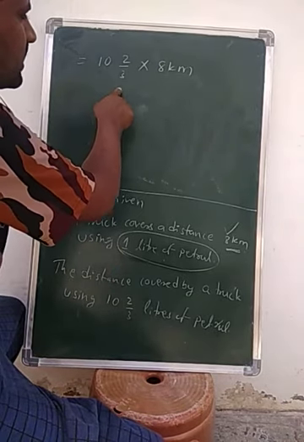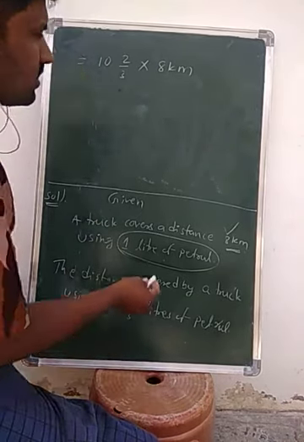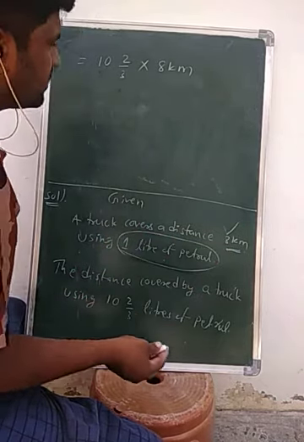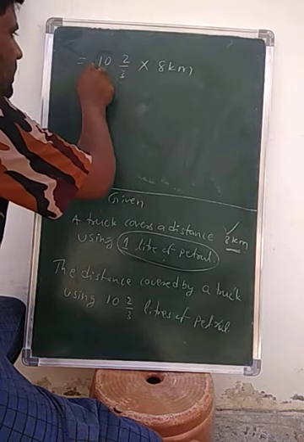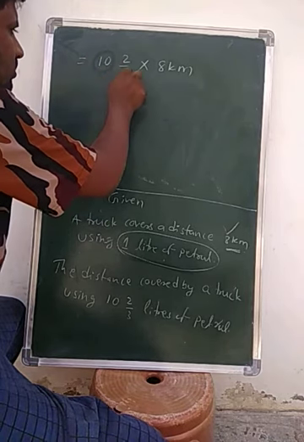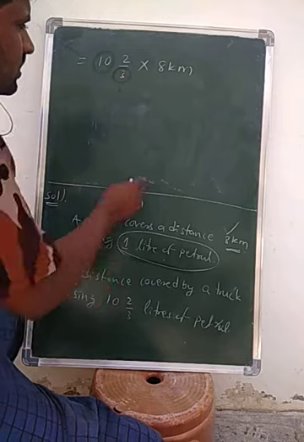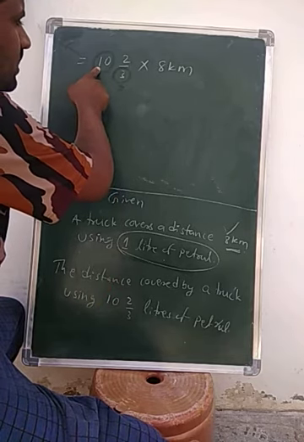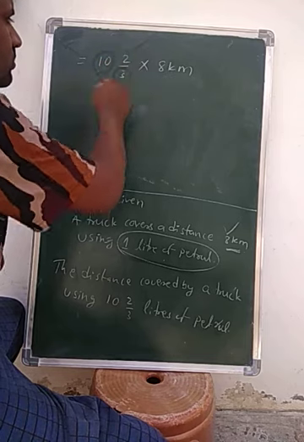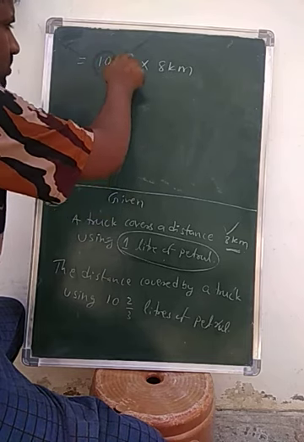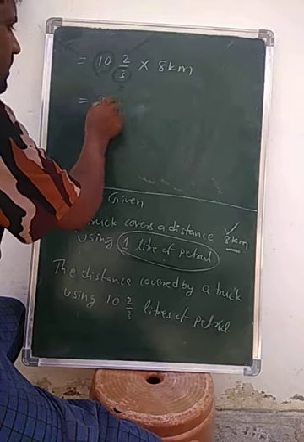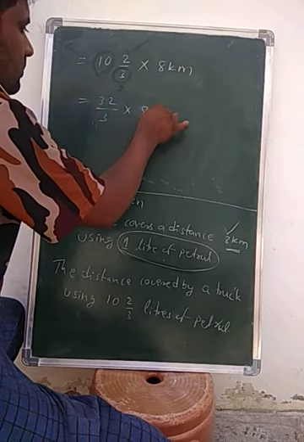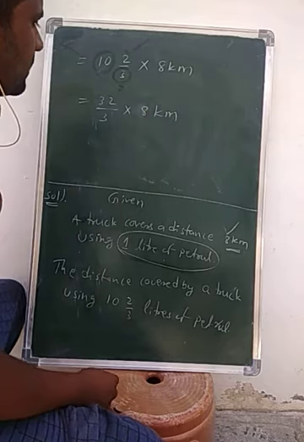So 10 2/3 is a mixed fraction. I am going to convert this one into an improper fraction. So then we should multiply the whole number 10 with the denominator of a proper fraction. Means that is 10 into 3 or 3 into 10. 3 tens are 30. Then add the numerator 2. 30 plus 2, that is 32 by 3 into 8 kilometer.